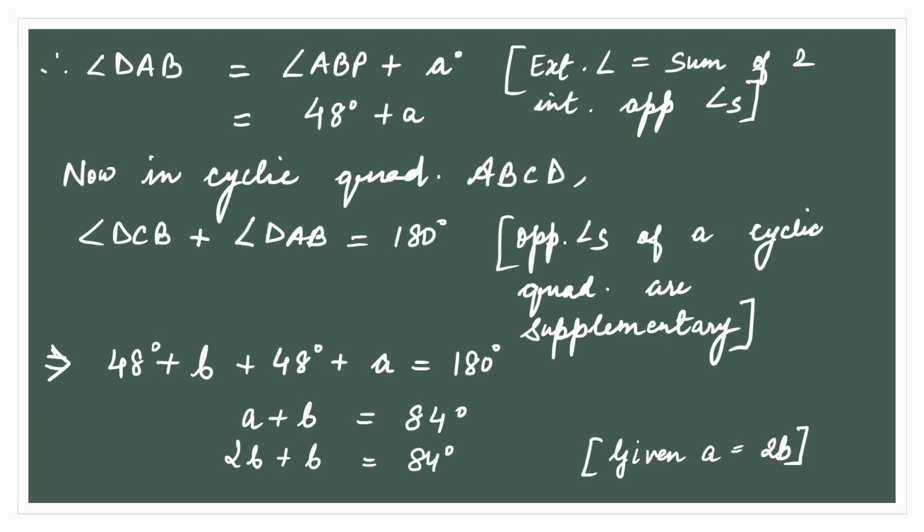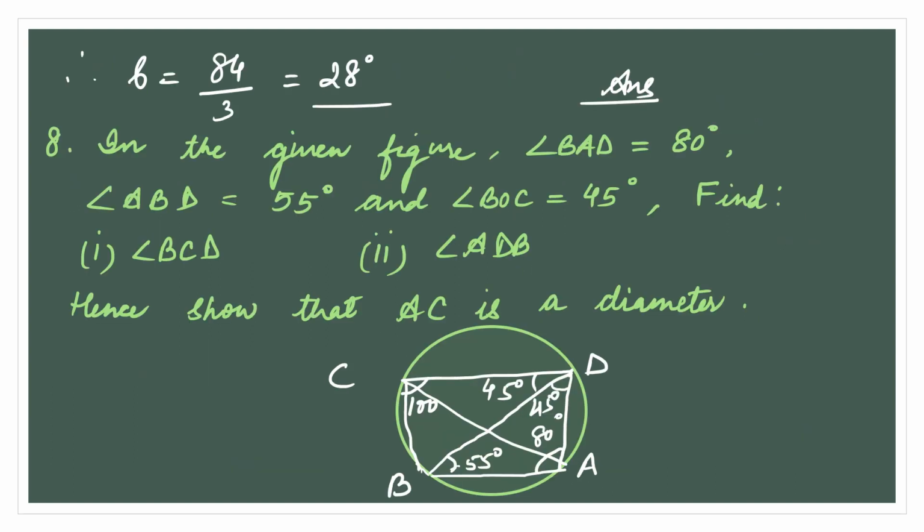So A plus B is equal to, what is 48 plus 48? 48 plus 48 is 96. 180 degrees minus 96 degrees will be 84 degrees. Now A plus B is equal to 84 degrees. That means 2B plus B is equal to 84 degrees. Given A is equal to 2B, therefore 3B is equal to 84 degrees. Therefore, angle B is equal to 84 by 3, which is 28 degrees, which is the answer.